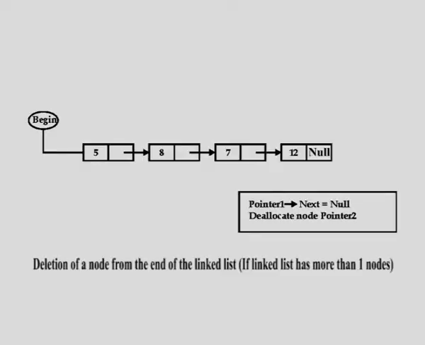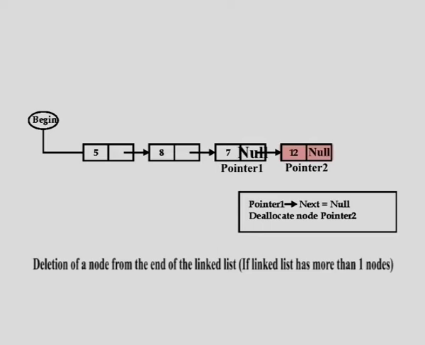Here in this linked list we want to delete the node 12. We traverse the linked list to find the address of second last node. Here we get the address of second last node in variable pointer 1. We also store the address of last node in variable pointer 2. Pointer 2 can be got by taking pointer 1's next.